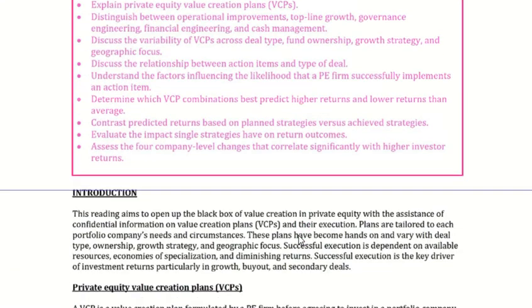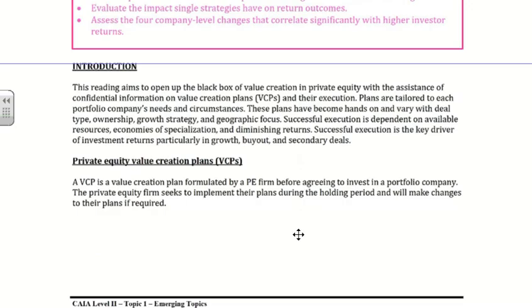And we start off over here. By way of introduction, this reading aims to open up the black box of value creation in private equity. The authors of this particular article were able to get a lot of information from private equity funds, which perhaps was confidential to some, but they managed to get hold of that. And we have a look at some of those factors that were prevalent in value creation private equity strategies.